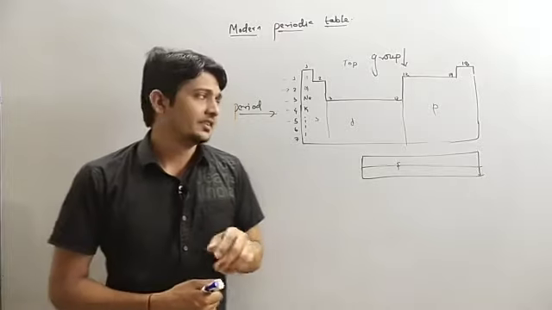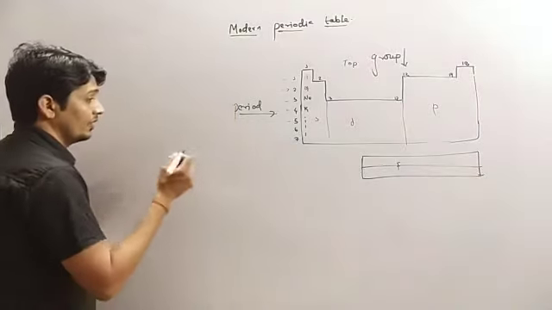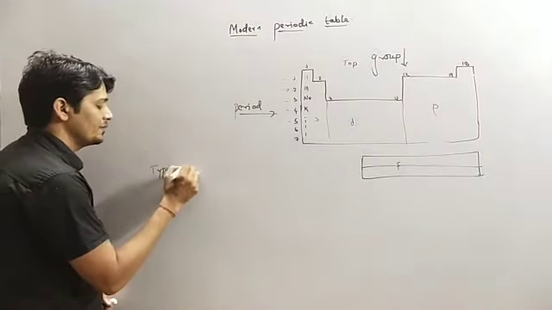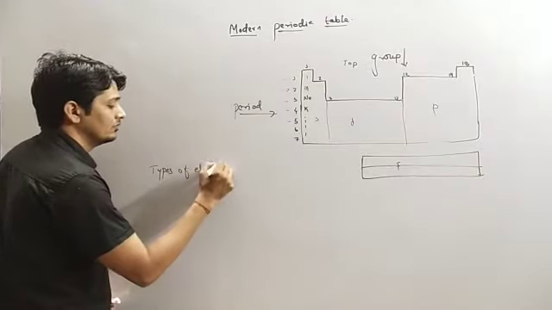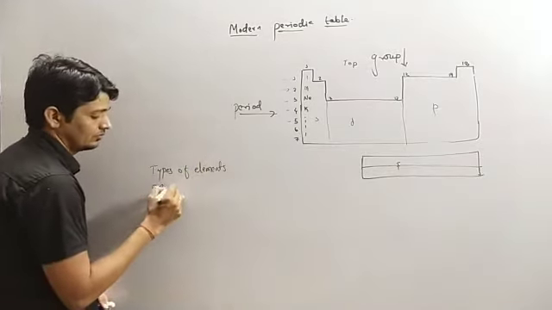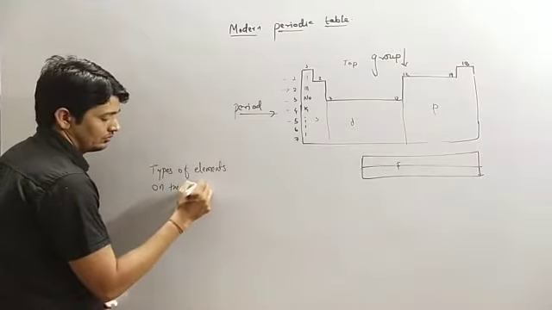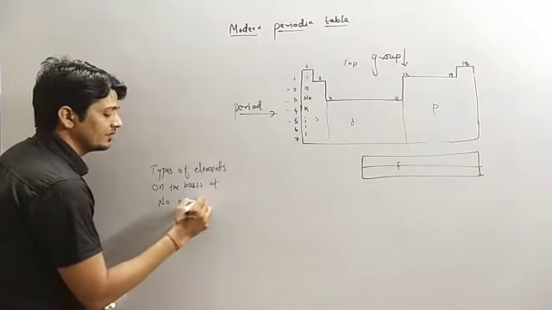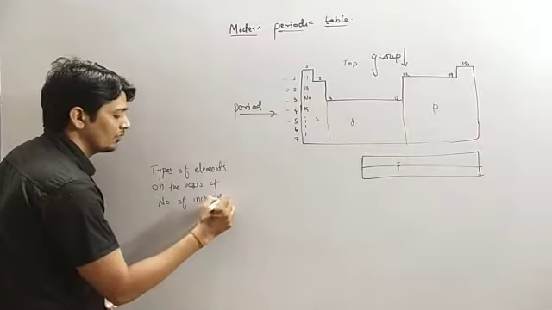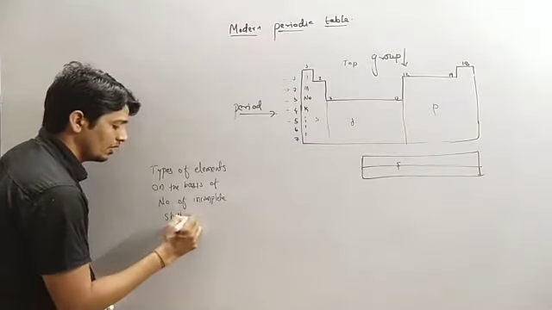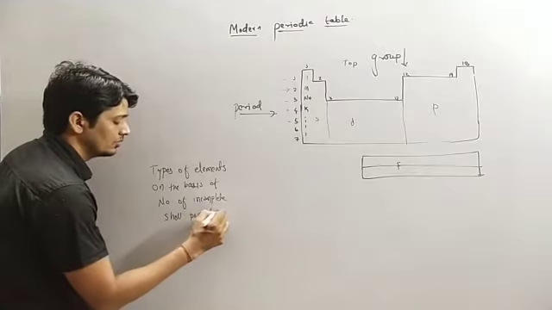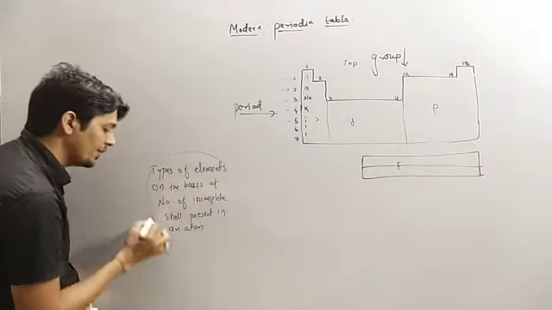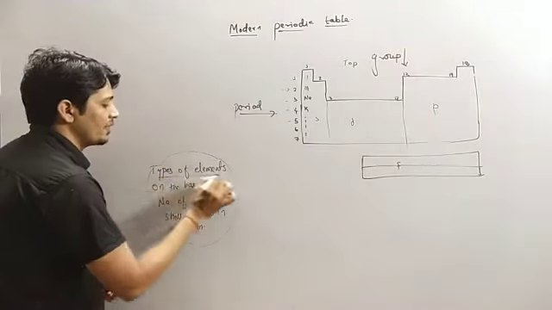So we have to write: types of element on the basis of number of incomplete shells present in an atom. On that basis we have to look at the types of element.